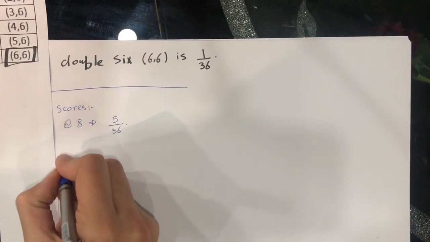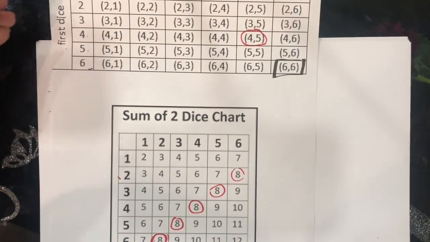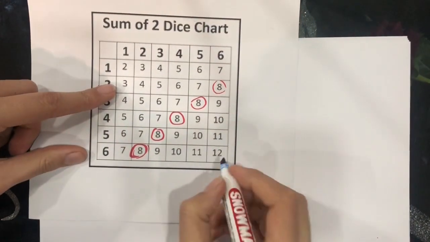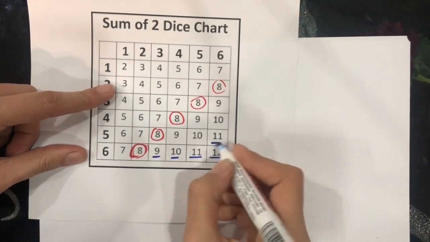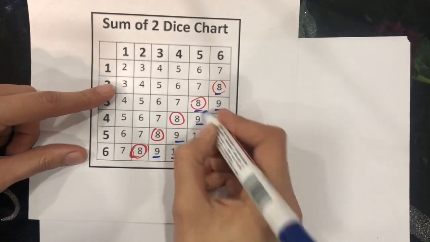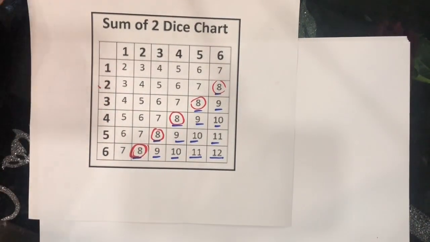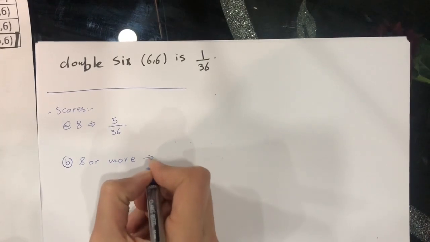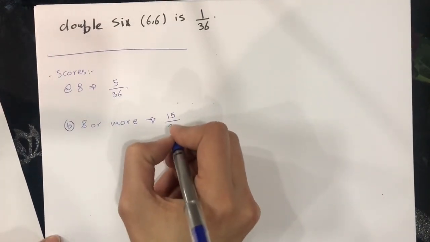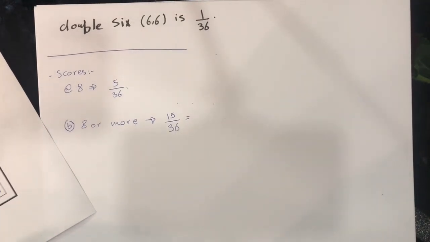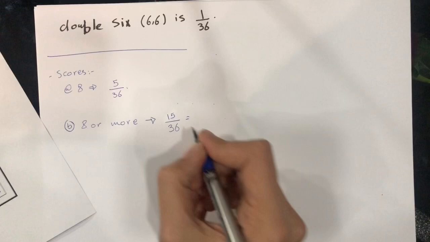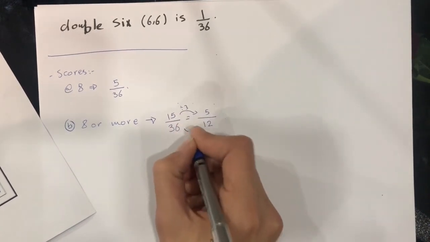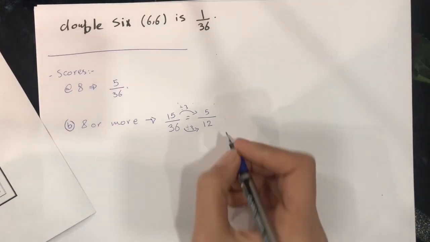The probability of getting 8 or more will be 1, 2, 3, 4, 5, 6, 7, 8, 9, 10, 11, 12, 13, 14, 15. 15 out of 36. This probability is equivalent to 5 over 12 by dividing by 3, dividing by 3. You will get 5 over 12.